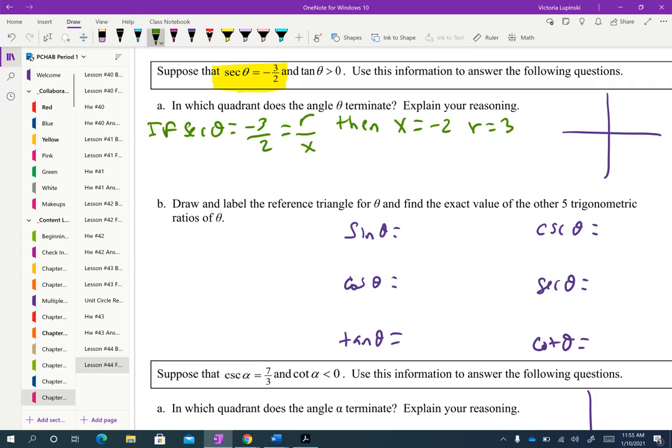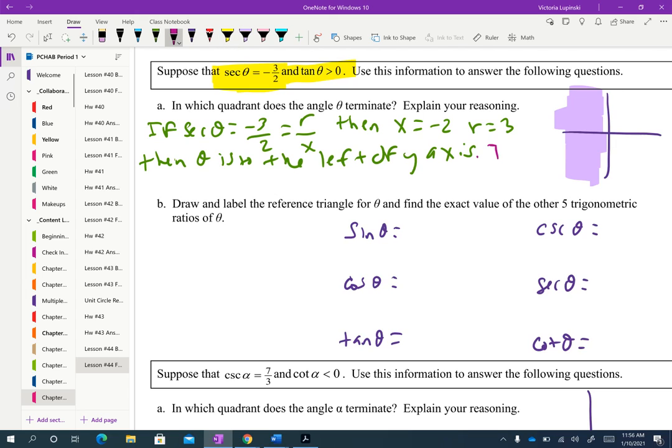So now that I know that x is negative, that means that theta is to the left of the y-axis. So I know that I have to be to the left of the y-axis. And now I'm going to go ahead and use the second piece of information, which is that the tangent of theta is greater than 0.